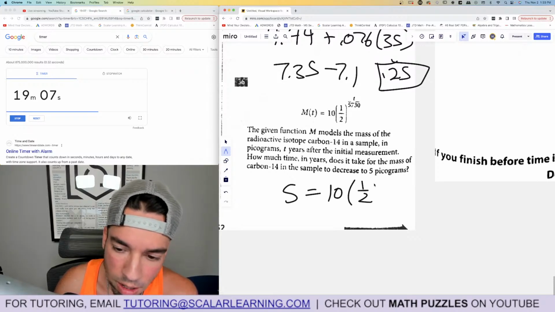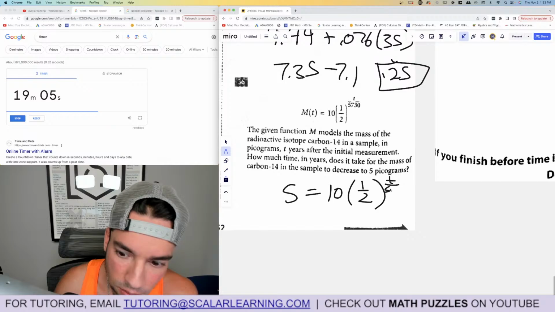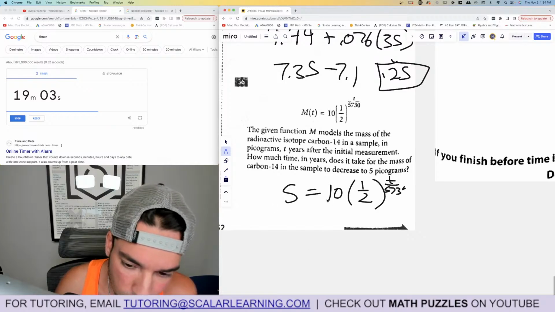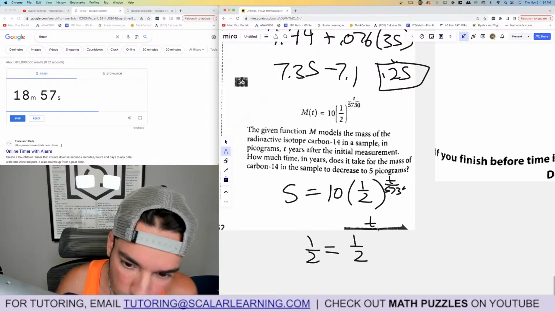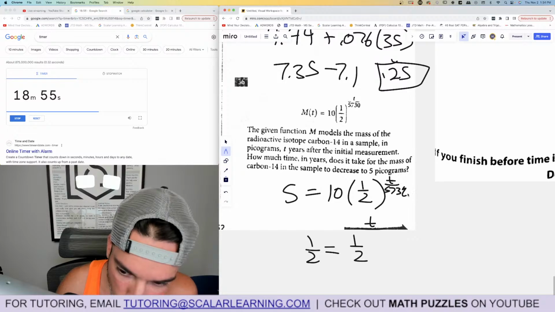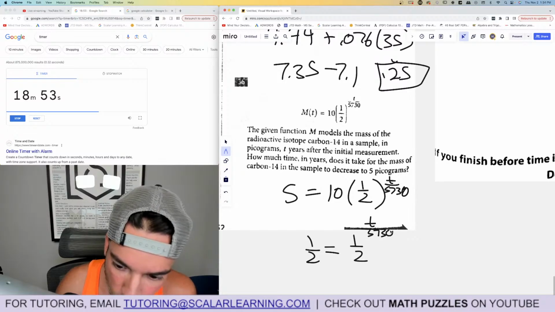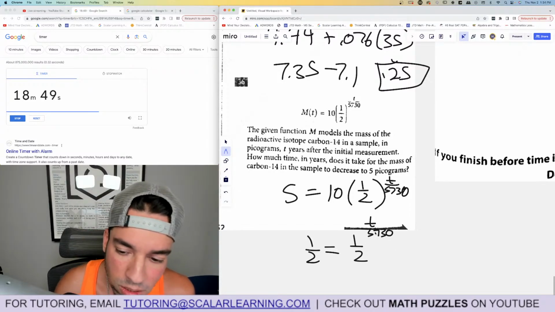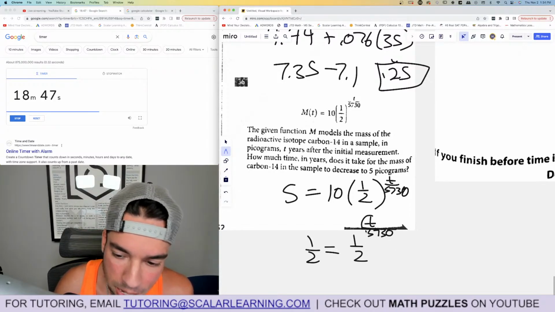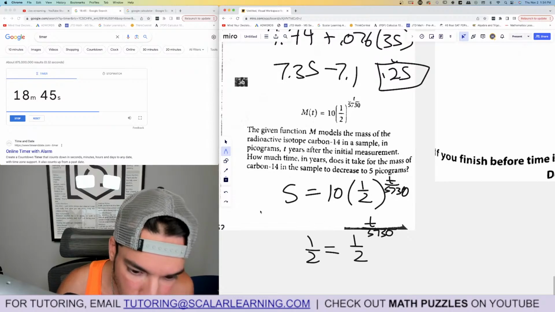So we got 1/2 to the T over 5730. Divide both sides by 10. I get 1/2 equals 1/2 to the whatever it was. T over, what is that, 573? Oh, that's supposed to be a 0. 5730. But I look at this and I'm like, well, it's supposed to be 1/2 is equal to 1/2. What's going to make this 1/2? It's going to make it 1/2 if T is 5730.